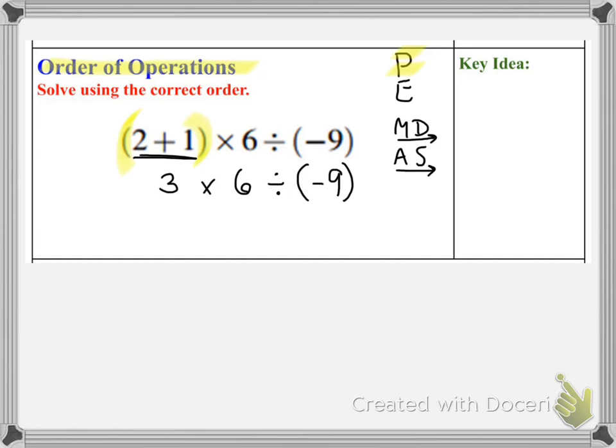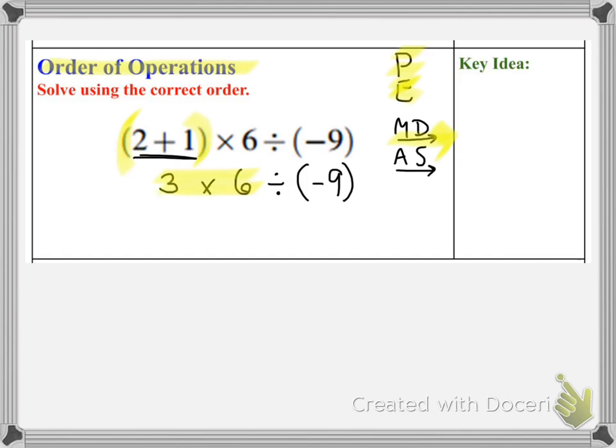Notice that those parentheses are not really parentheses. There's nothing to do inside the parentheses. They're just grouping the negative symbol with the 9 together so that you know that that's a negative 9. So now that we know that, we're going to go to the exponents, but we don't have any exponents. We don't have any of those little bitty numbers. So then we go to multiplication or division from left to right.